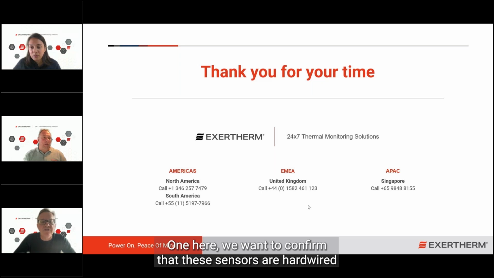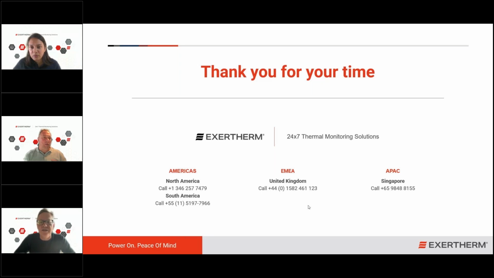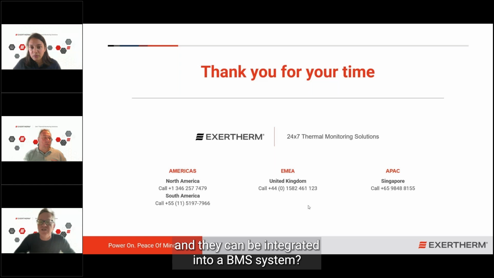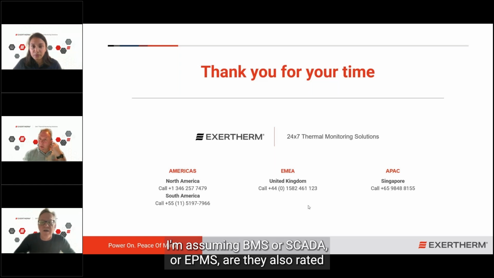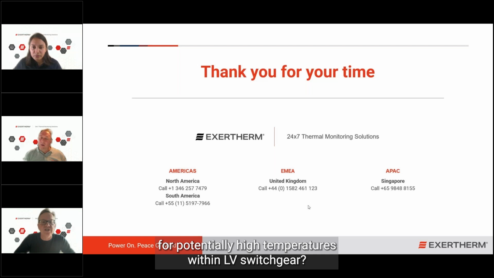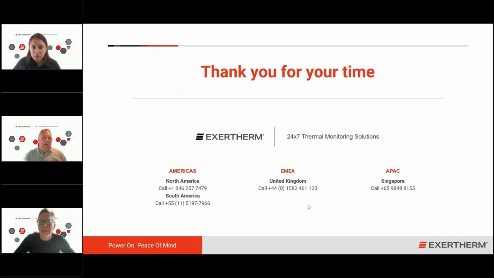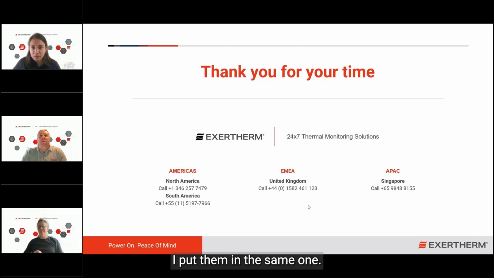One here: I want to confirm that these sensors are hardwired and they can be integrated into a BMS system. I'm assuming BMS or SCADA or EPMS. Are they also rated for potentially high temperatures within LV switchgear? Couple of questions. The simple answer there is yes and yes. Yes, they're hardwired.